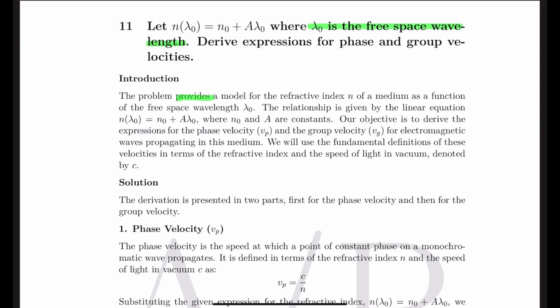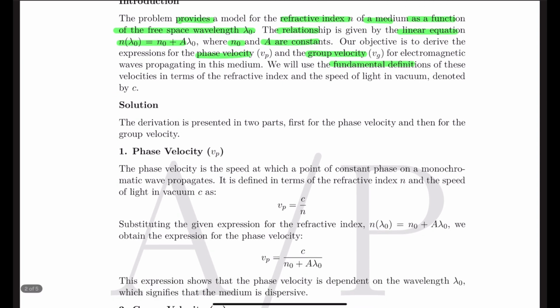This provides a model for the refractive index n of a medium as a function of free space wavelength lambda naught, and the relationship is given by the linear equation, where n naught and a are constants. Our objective is to find phase velocity and group velocity for any EM wave, and we will use the fundamental definitions here. Let us see how.